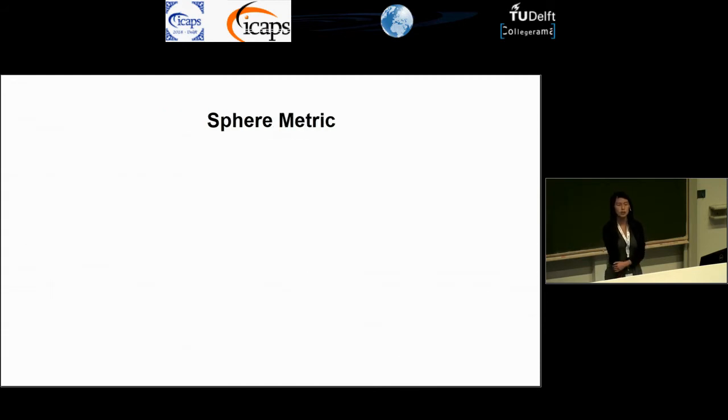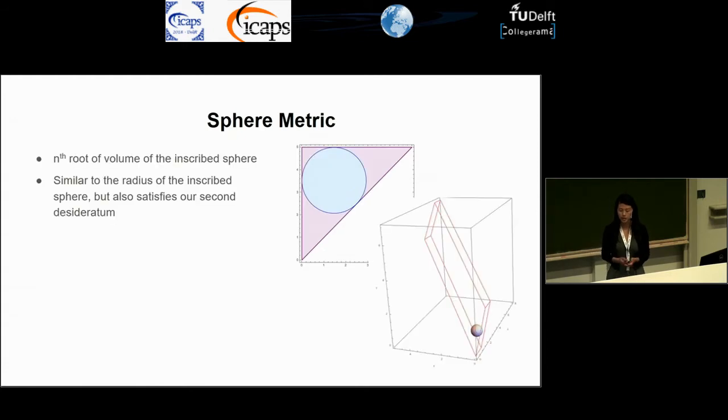The next metric we had was the sphere metric, which was inspired by our sphericality desiderata. So this metric is the nth root of the volume of the inscribed sphere, which is a very roundabout way of saying almost the same thing as the radius of the inscribed sphere, but by properties of the nth root and the volume, it happens to satisfy our second desiderata, which is density.